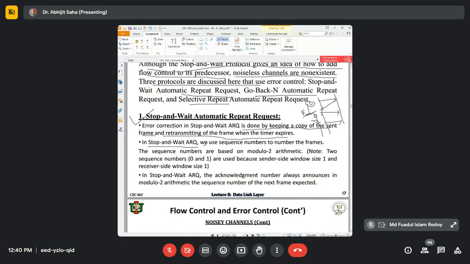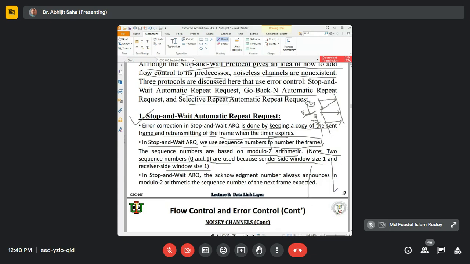In Stop-and-Wait ARQ, we use the sequence number to number the frames, say three frames you are sending, so the sequence number is used. So what is going to be the sequence number here? The sequence numbers are based on modulo 2 arithmetic. So the two sequence numbers are represented with 0 and 1, because the sender's window size is 1 and the receiver's window size is 1.